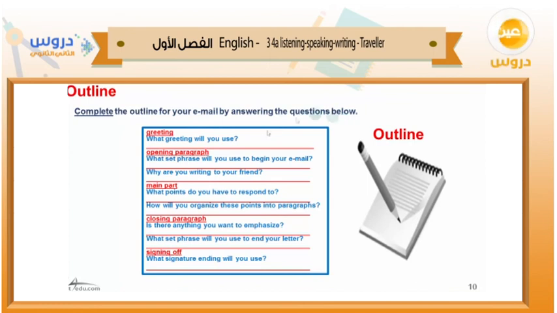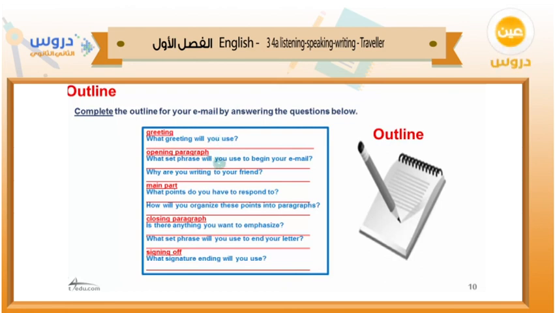So what is this outline? You start with a greeting. Two, opening paragraph. Three, the main part, closing paragraph, and you sign off. So for the greeting, what greeting will you use? Good morning, salam alaikum. I've received your mail, how are you doing, and so on. You can start the way you like.